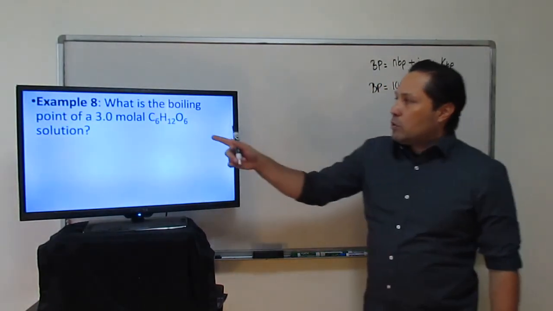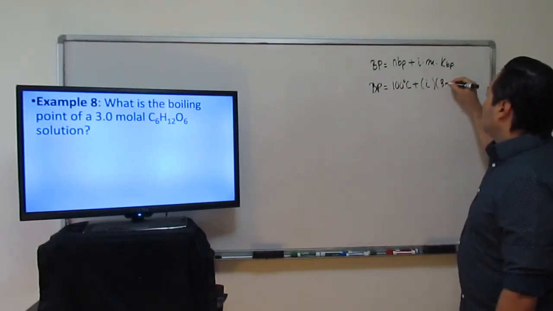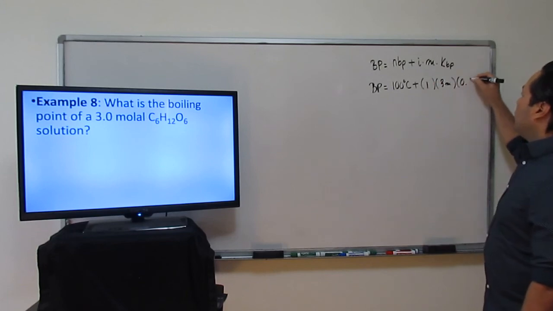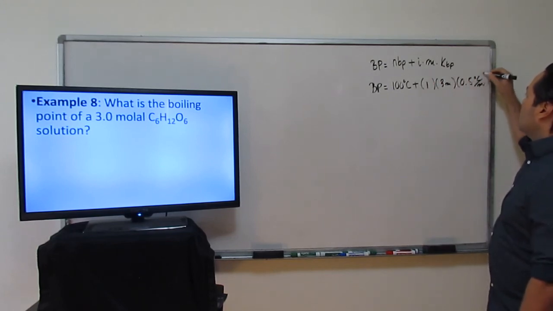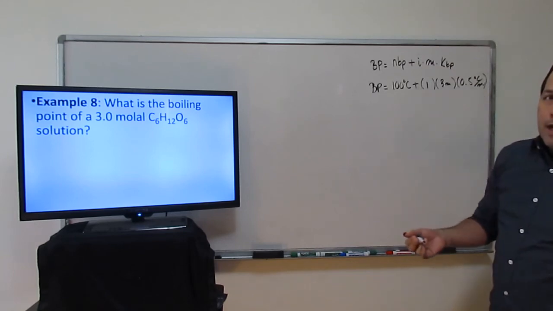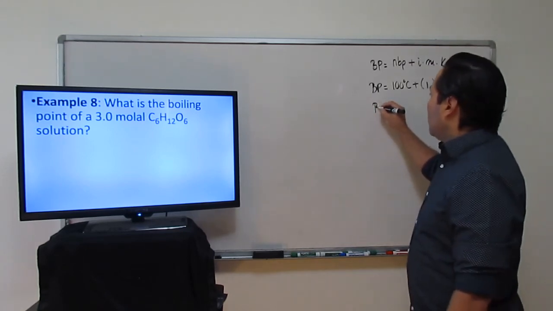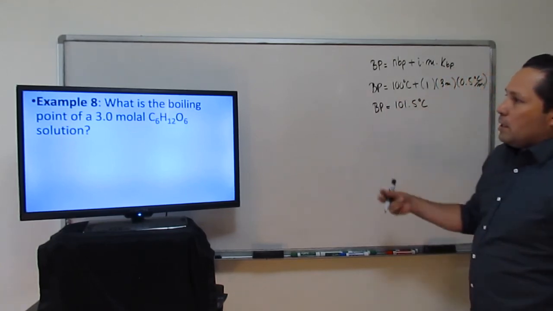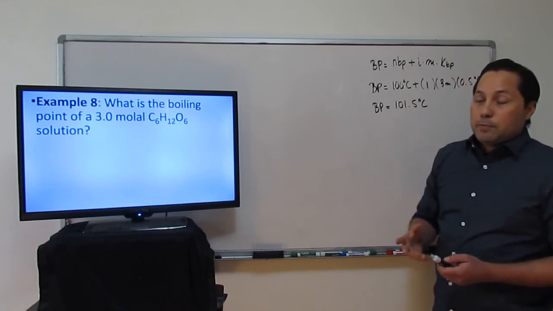The molality given to us is 3 molar. That's a 1. And the constant is 0.5 degrees Celsius per molal. So multiply all of this, add 100, and that's going to give us our answer. Our elevated boiling point becomes 101.5 degrees Celsius. That is the answer for example 8.